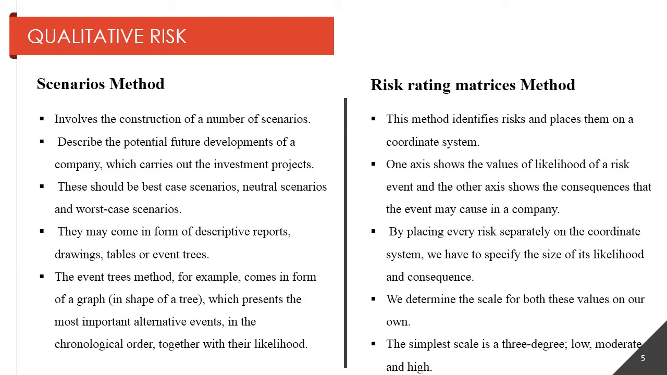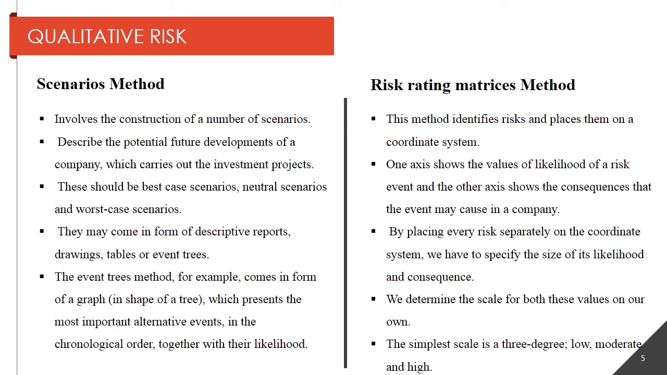The last method is risk rating matrices method. This method identifies risks and places them on a coordinate system. This coordinate system consists of two main axes. One axis shows the likelihood of a risk event, and the second one shows the consequence that can happen if this risk occurs in the company.